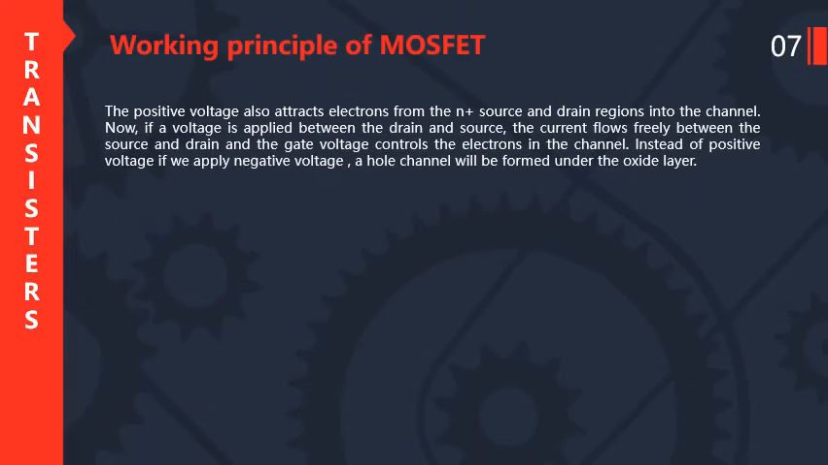The positive voltage also attracts electrons from the N source and drain into the channel. Now, if a voltage is applied between the drain and source, the current flows freely between the source and drain, and the gate voltage controls the electrons in the channel. Instead of positive voltage, if we apply negative voltage, a hole channel will be formed under the oxide layer.